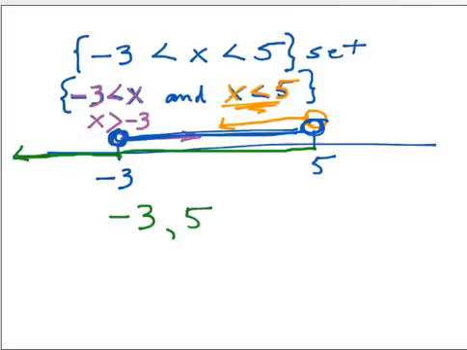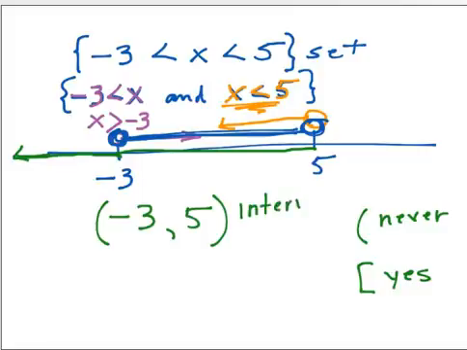Now, interval notation means that you have to put parentheses or brackets. Remember, parentheses mean I can't quite get there. It's never equal to it. But a bracket means, yes, it is equal to it. So when I look at negative 3, I know it cannot be negative 3. Therefore, it's a parentheses. And it cannot be 5. So it is a parentheses. And this is interval notation.